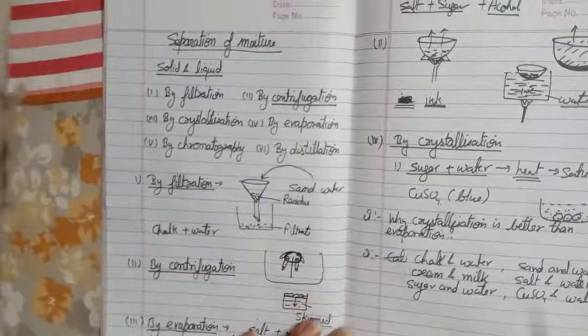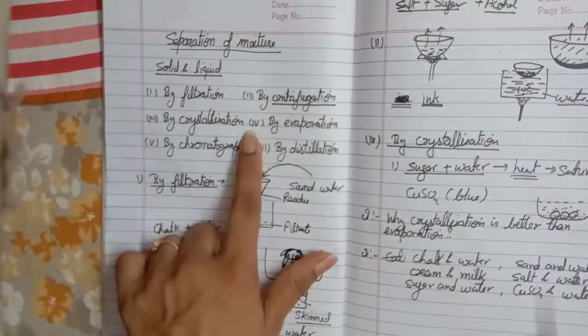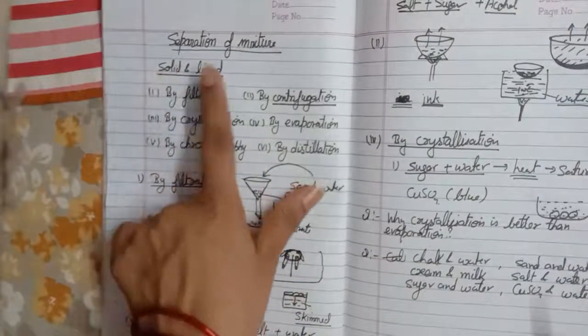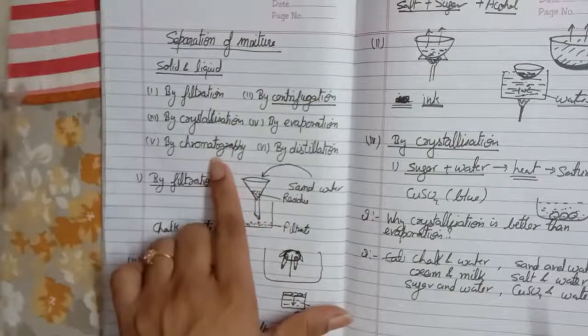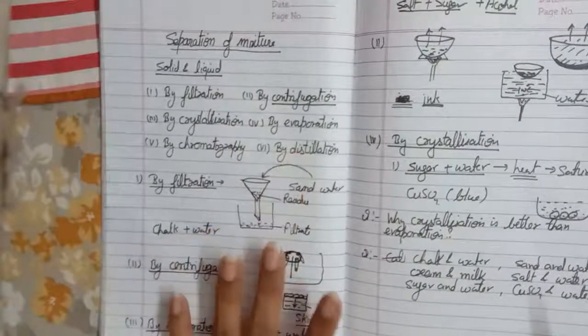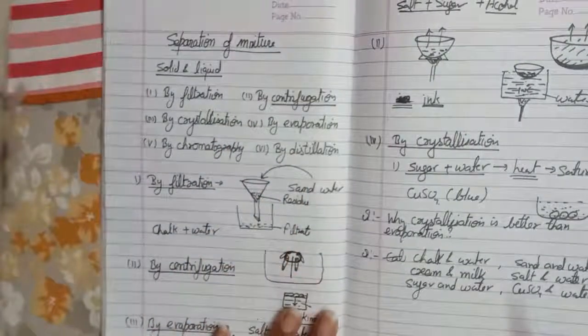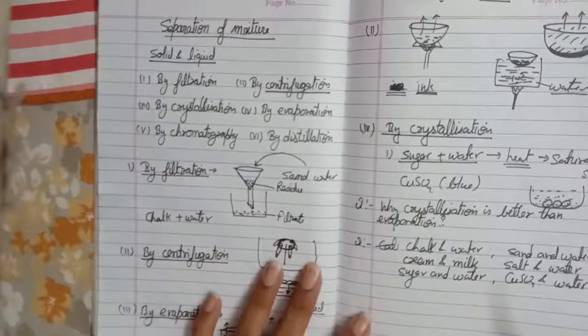So okay, these are the 4 methods of separating the mixture of a solid and a liquid. The remaining 2 methods, chromatography and distillation, are really new for you, so I will explain them in the next video.